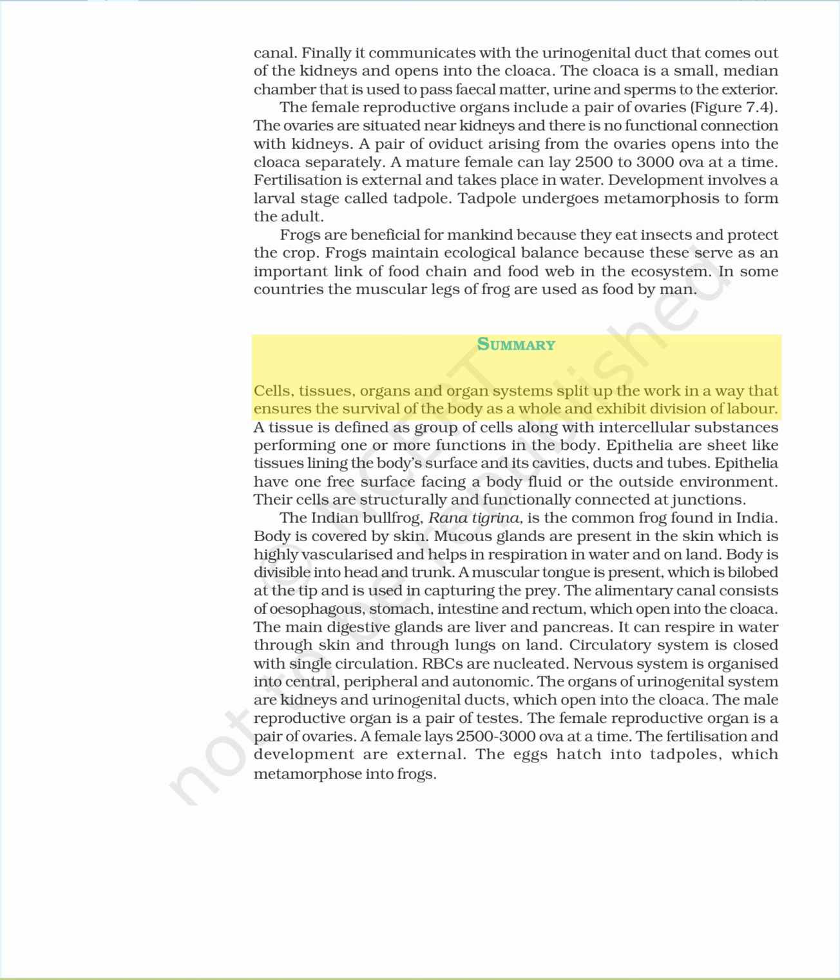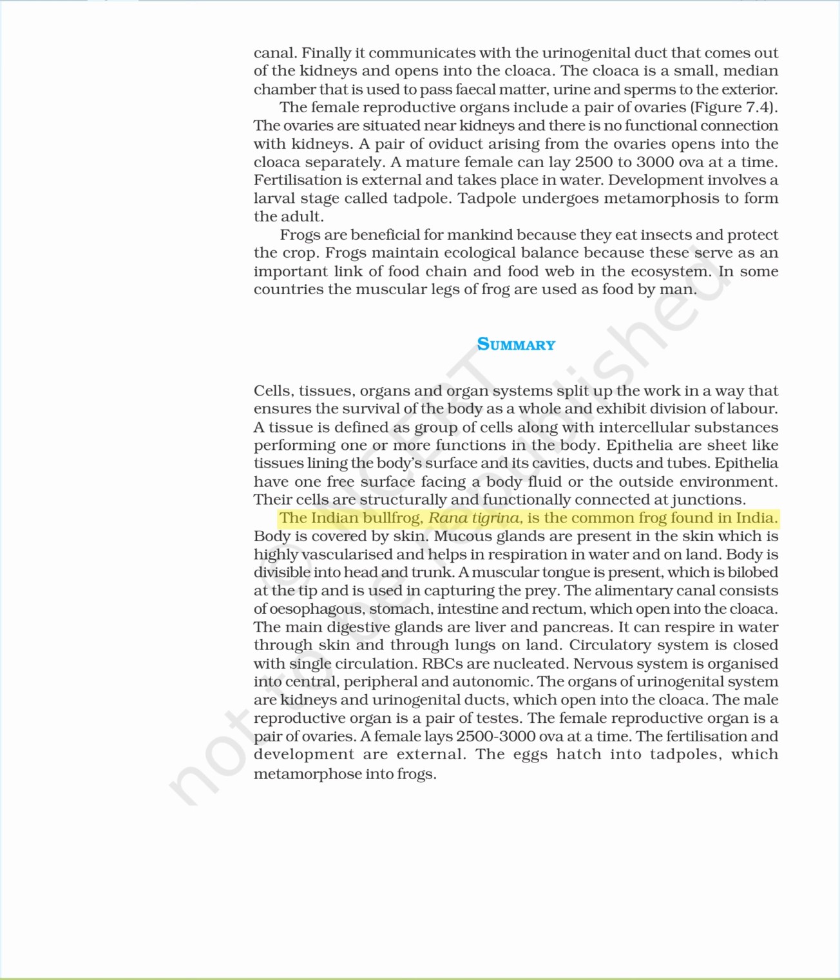Summary: cells, tissues, organs, and organ systems split up the work in a way that ensures the survival of the body as a whole and exhibit division of labor. A tissue is defined as a group of cells along with intercellular substances performing one or more functions in the body. Epithelia are sheet-like tissues lining the body's surface and its cavities, ducts, and tubes. Epithelia have one free surface facing a body fluid or the outside environment. Their cells are structurally and functionally connected at junctions.